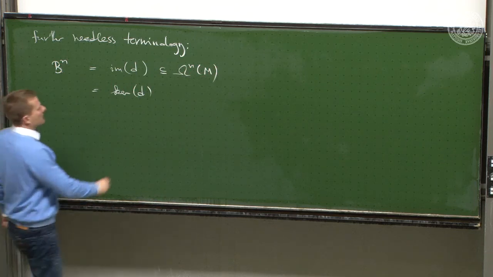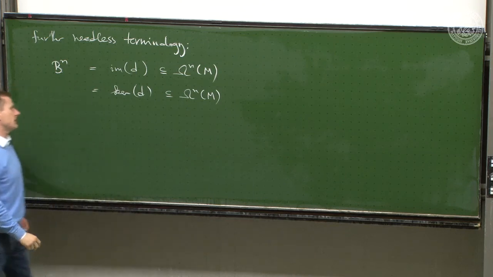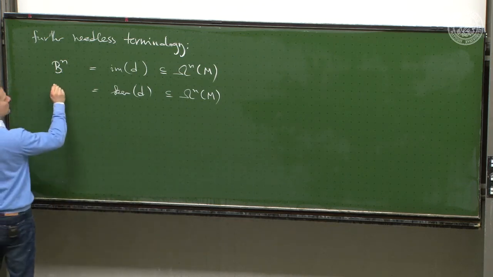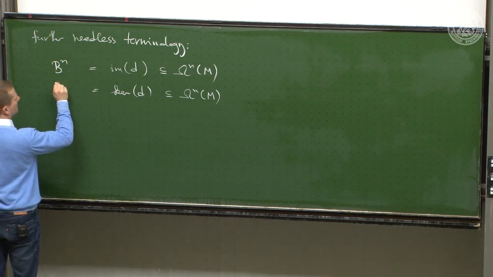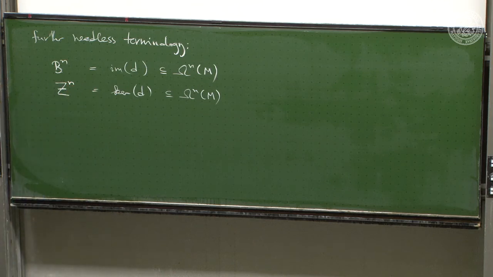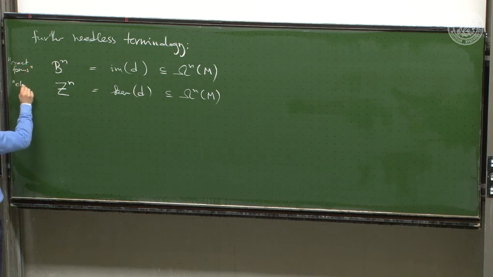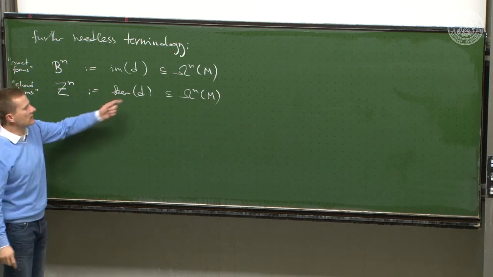And if you look at the d whose kernel is a space of the n forms, then you call these the closed forms, you call them Zn. So these are the exact forms, the space of exact forms, and this is the space of closed forms. So you again rename a clear object.